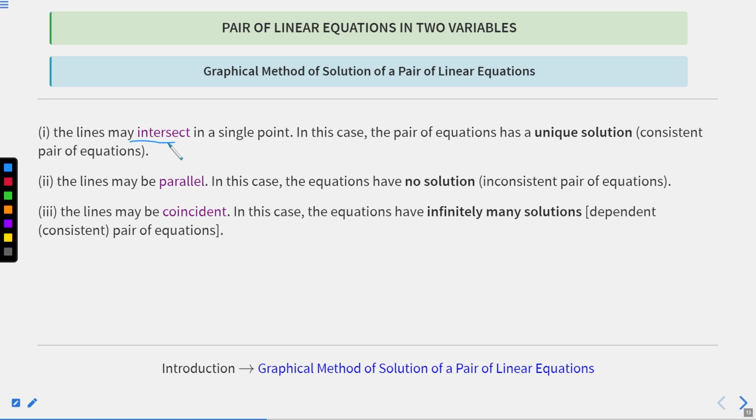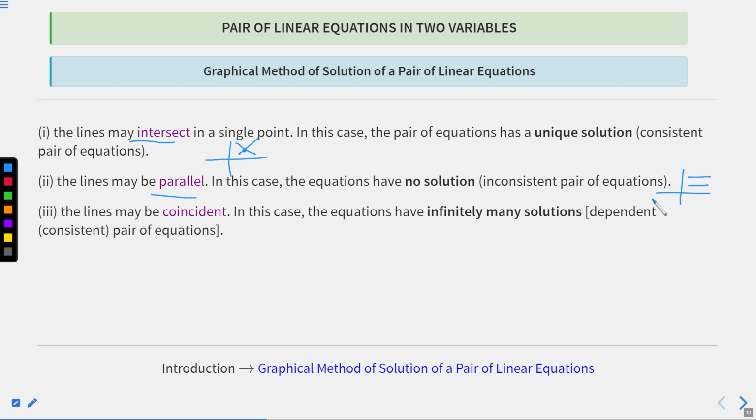That means the pair of linear equations has exactly one solution. So when the lines intersect in a single point, this pair of linear equations is called a consistent pair of equations. And the second case, the lines may be parallel to each other.